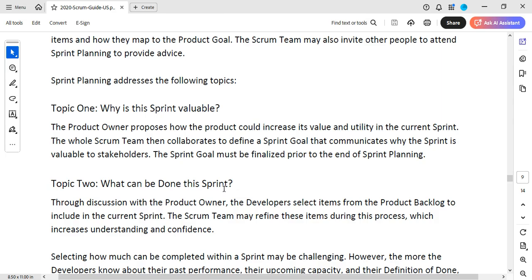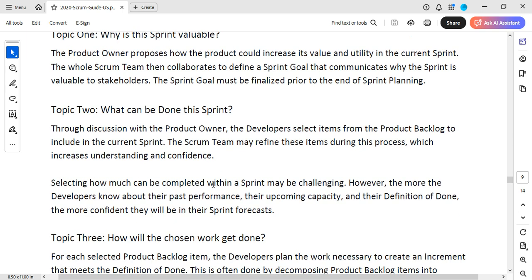Then define a sprint goal that communicates why the sprint is valuable to stakeholders. So you have a sprint goal, and we discuss why this is valuable to our stakeholders. The sprint goal must be finalized prior to the end of the sprint planning. So make sure you finalize your sprint goal towards the end of the sprint planning. Then topic two: what can be done this sprint? What do we want to do this sprint? Remember, the first one is why is this sprint valuable, important.